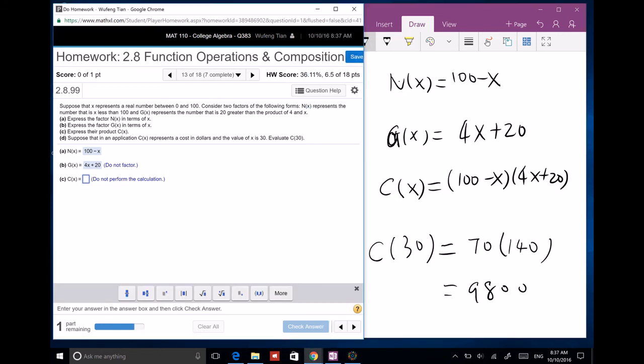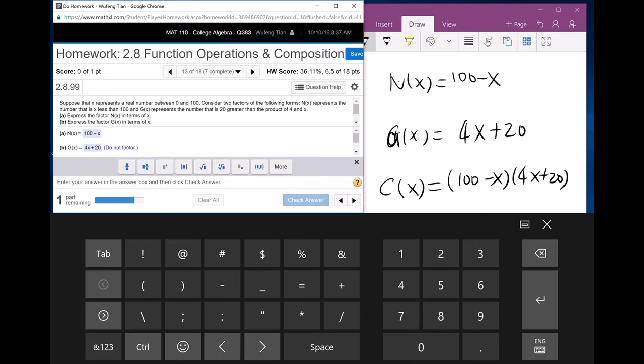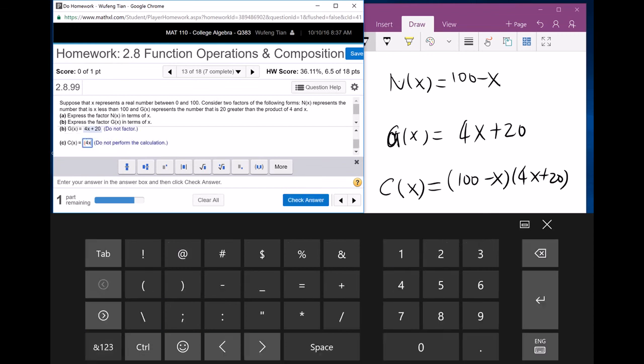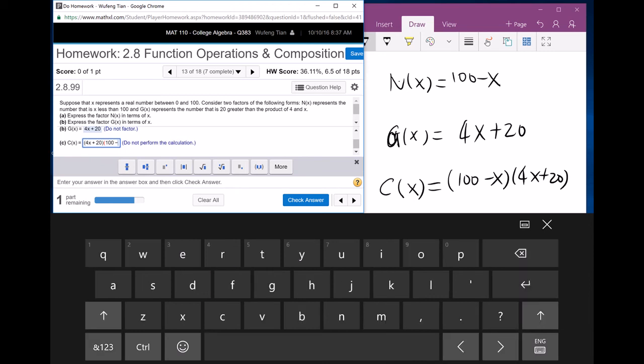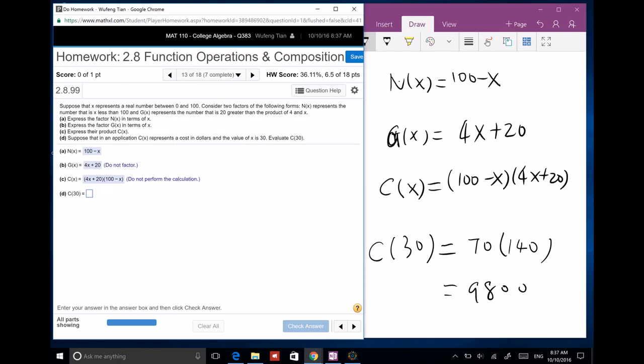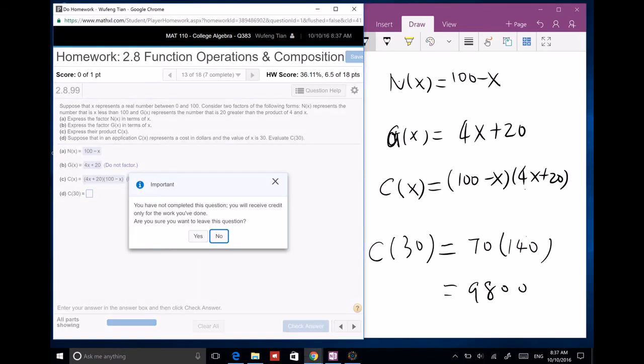Let's check. C of x should be the product of those two. 4x plus 20 multiplied by 100 minus x. Okay, so you just need to plug it in. Plug 30 into the function, 70. Plug 30 into here is 140, 9800. Okay, so I would like you to finish that.